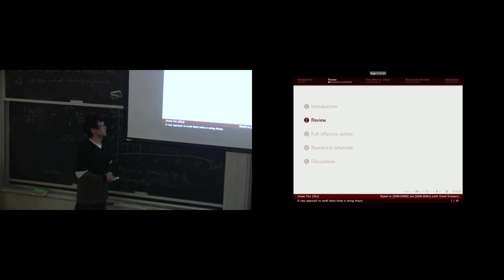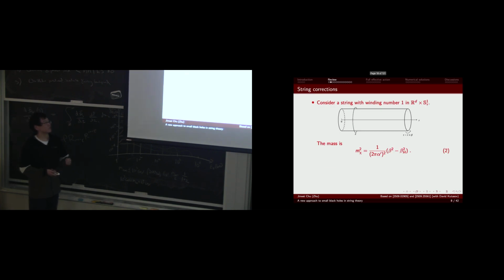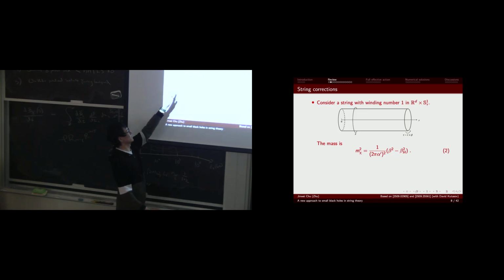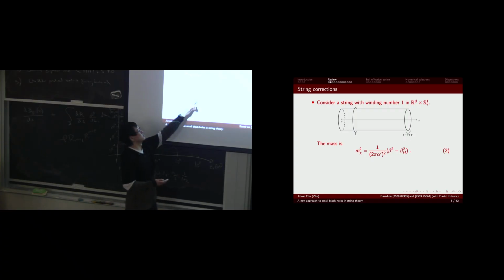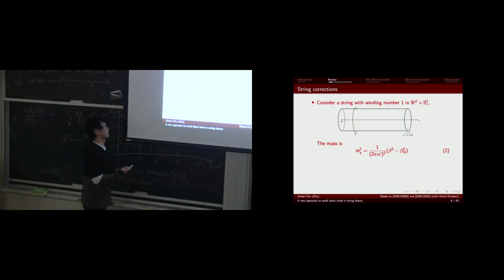So let me first review some previous efforts in answering this question. Let's first consider a string with winding number 1 in this flat space-time R^d × S^1. Again, we have the Euclidean time, which has the periodicity of beta. Here I only draw two coordinates, the radial coordinate and the tau coordinate. And we are considering a string which is wound around this tau circle, this kind of string. I will denote it by chi.